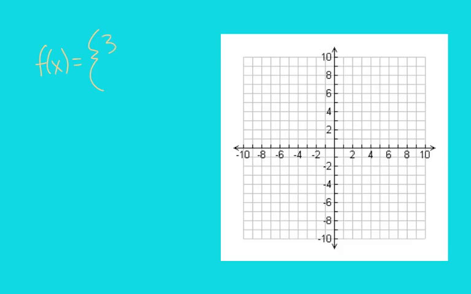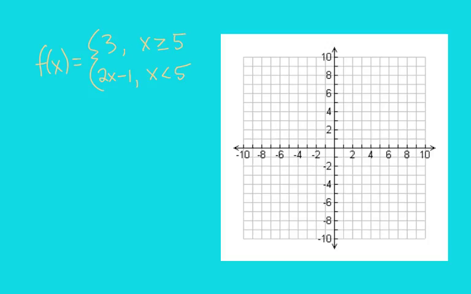One will be 3, and this will only exist when x is greater than or equal to, let's say, 5. And let's just have 2 parts. Let's have one that says 2x minus 1. And this is going to exist when x is less than 5.